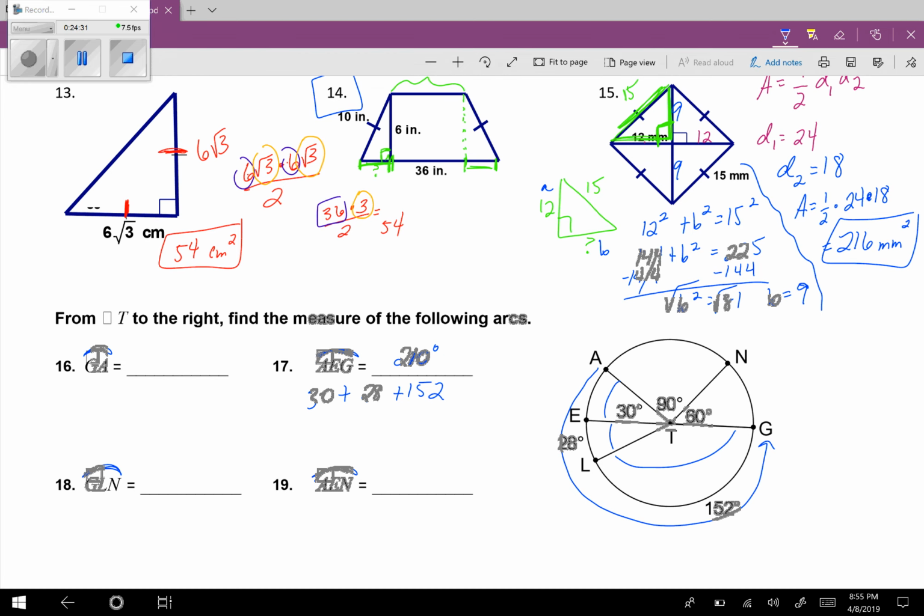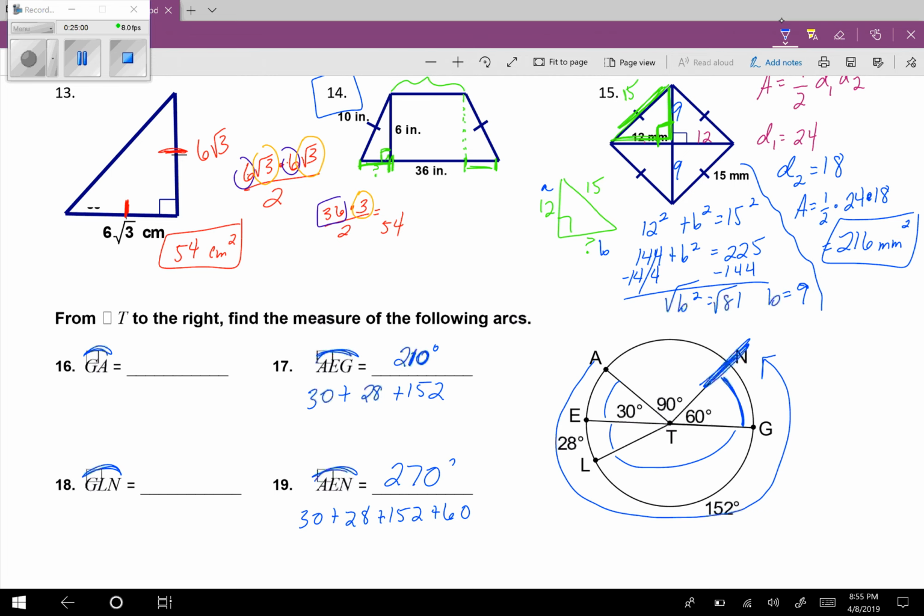Now AEN. Okay, so AEN. We start at A, we go in the direction of E, and we keep going until we get to N. So we stop right here. So we have the 30, the 28, the 152, and the 60. So basically we just add them. So 30 plus 28 plus 152 plus 60. And when you add all that together, you get 270.